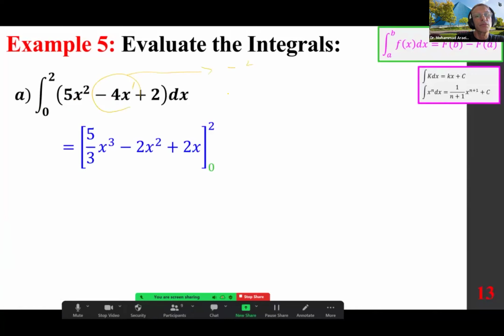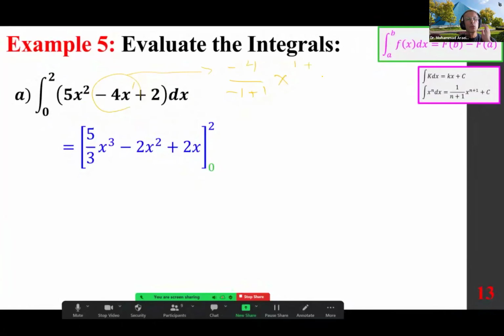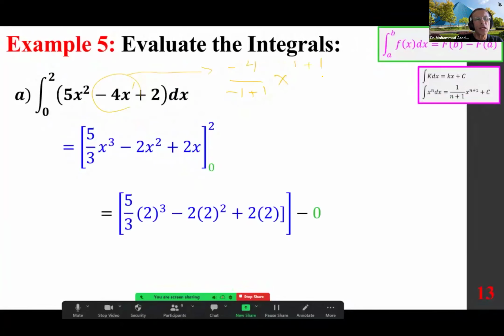Minus 4 divided by negative 1 plus 1, x to the power of negative 1 plus 1. So we plug in 2 and we plug in 0. Plugging in 0 will result in 0 because everything involves x or powers of x.